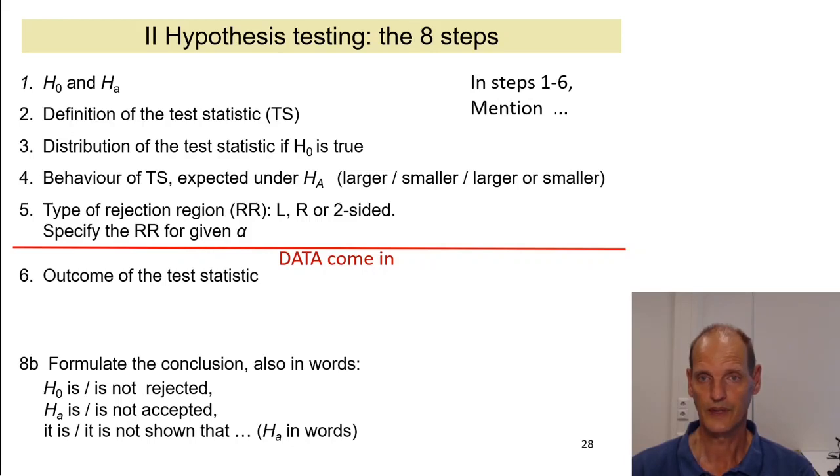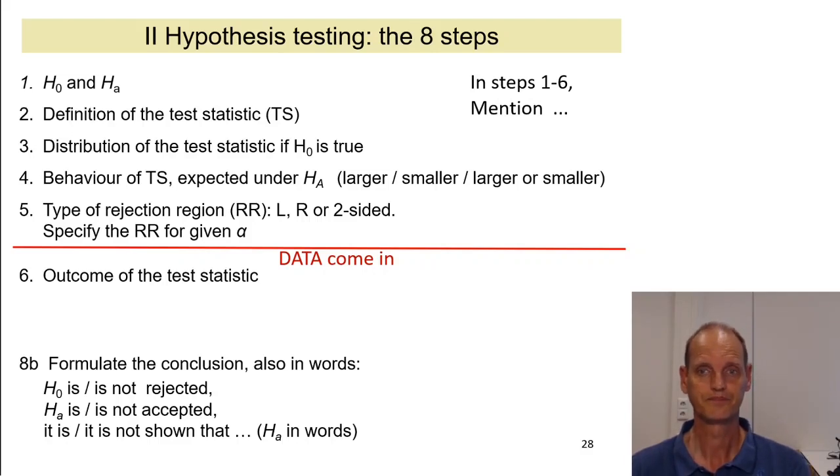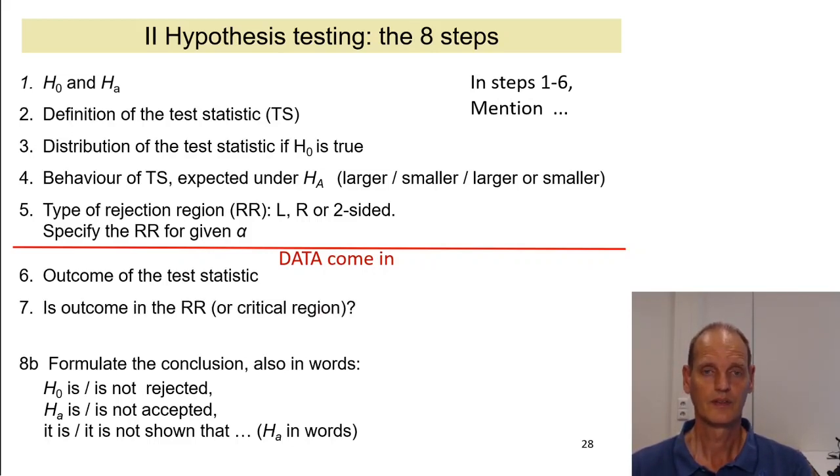Then we start looking at the data. So it's important also to remember that steps 1, 2, 3, 4, 5 can be done before we have collected the data. Step 6 uses the data, and then based on the data we can calculate the test statistic. And in step 7, we wonder, is the outcome in the rejection region? In other words, do we reject the null hypothesis or not? And the rejection region also goes under the name of critical region.